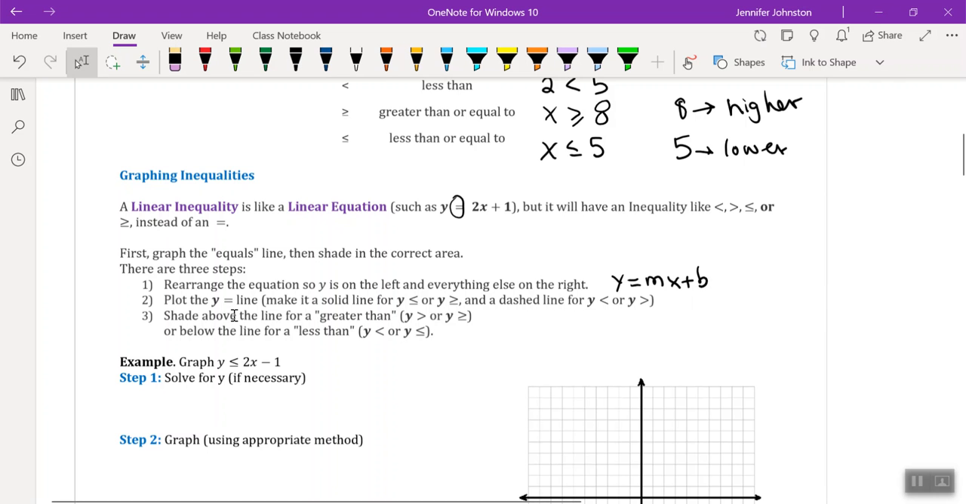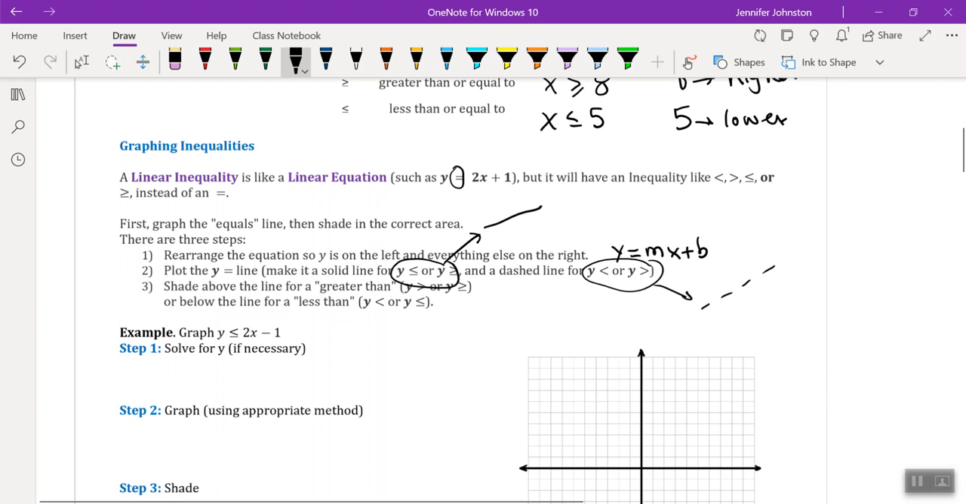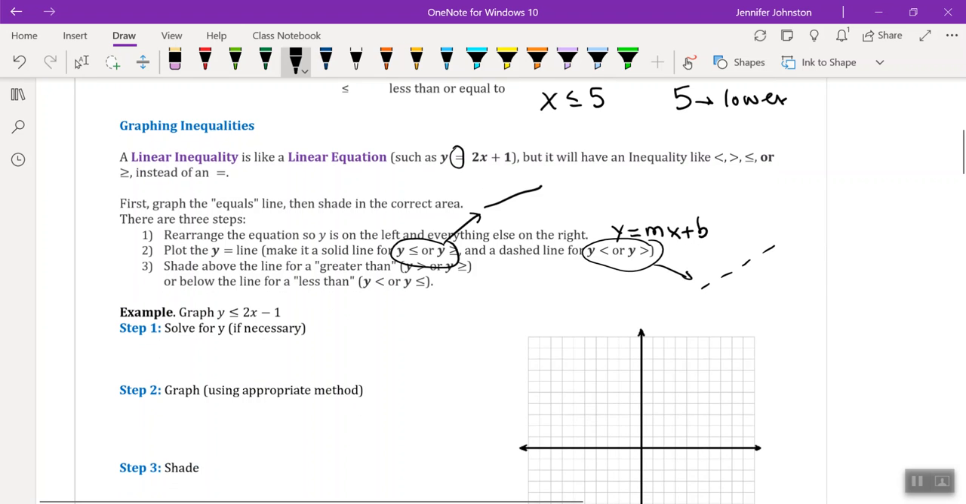Next, we need to plot the y equals equation. And then we make a solid line if it has an equal sign, or a dashed line if there are no equal signs. So if it was something like this, we'd have a solid line. If it's something like this, we would have a dotted line for our line. If it says greater than, we're going to shade everything above the line. If it says less than, or something like this, it's everything shaded below the line.